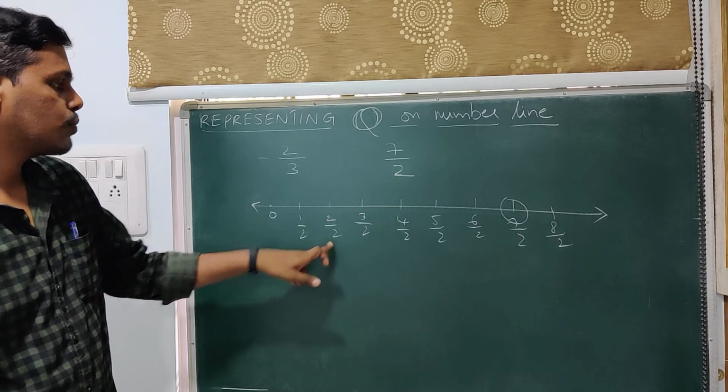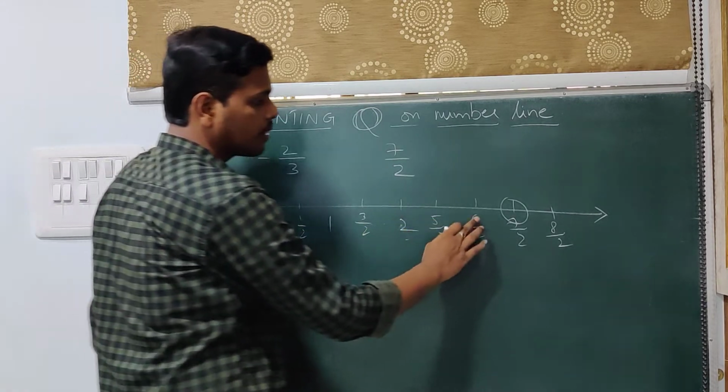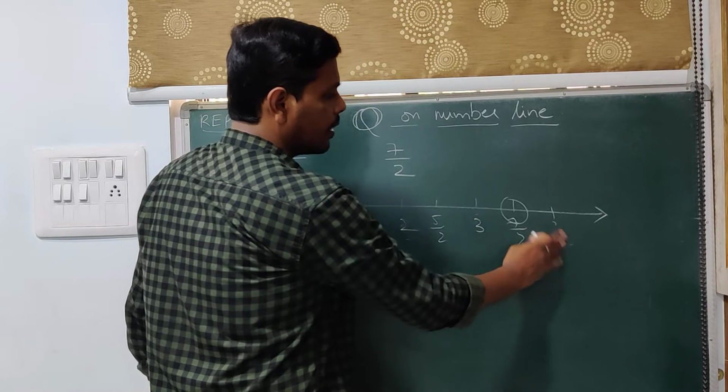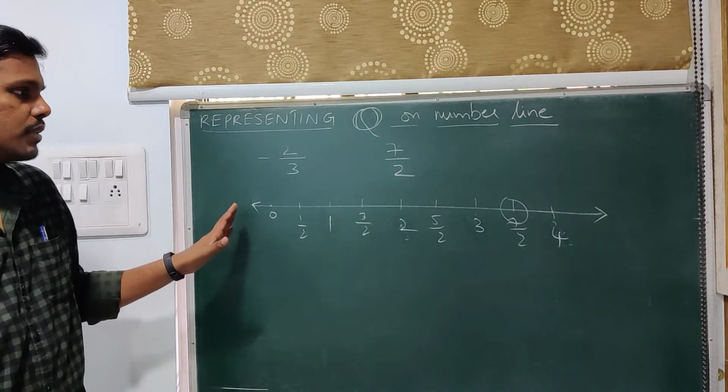Now we know that 2 by 2 is 1, so instead of writing 2 by 2, you can write 1. 4 by 2 is 2. 6 by 2 is 3. 8 by 2 is 4. You can also write in this manner. So this is one method of doing it.